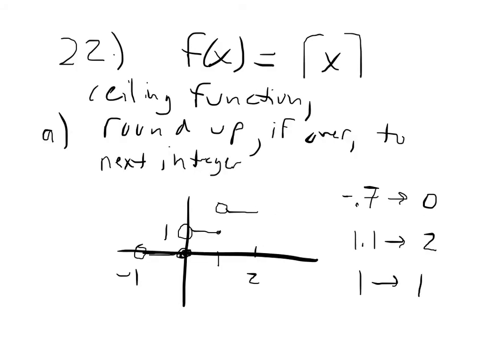So for 22a, we're looking at the ceiling function. The ceiling function is the round up function. If I'm over a certain integer, I round up to the next nearest integer, the next greatest integer above where I am. So if I'm at negative 0.7, for example, I'll round up to 0. If I'm at 1.1, I round up to 2. But if I'm at an integer, the ceiling function states that I stay where I'm at.